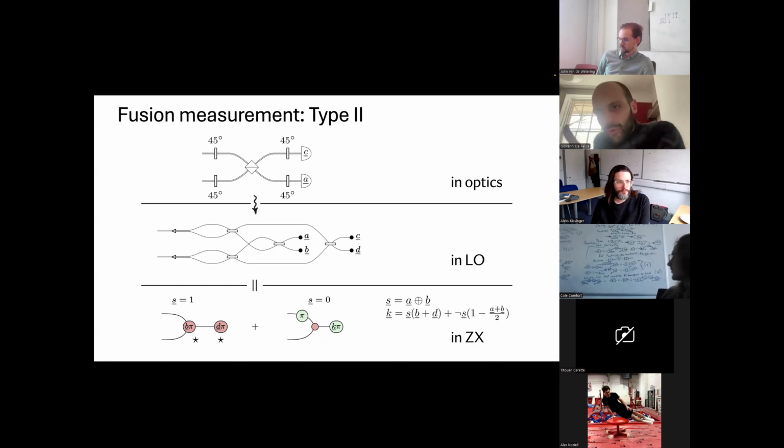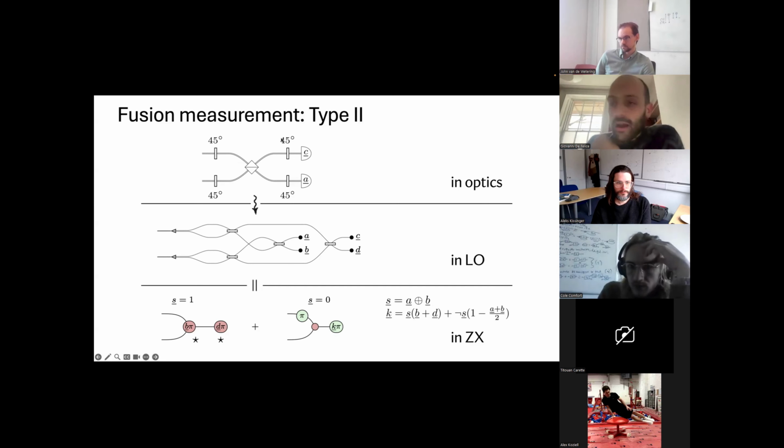So the type 2 fusion was still introduced in the same paper by Rudolph and Brown. And it just corresponds to a type 1 fusion where you perform a single qubit measurement at the end. So then it simplifies the picture a bit, and it gives again an entangling and a separable possibility. In case of success, it's entangling. In case of failure, it separates.